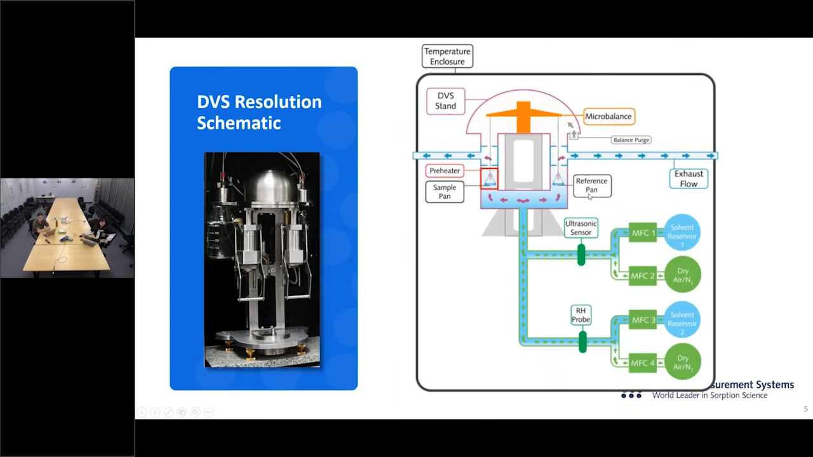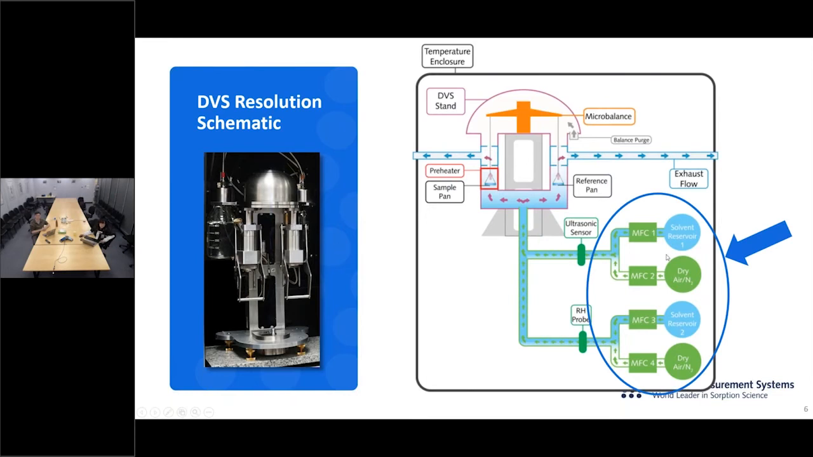So just to give you a brief idea about how the DVS instrument is working. Basically we have a microbalance with a resolution of 0.1 microgram, and we put the sample in the sample side chamber, and we keep the reference side empty for the reference. And as you can see, we have two bottles at the back. We have one for water vapor and the other for the organic vapor.